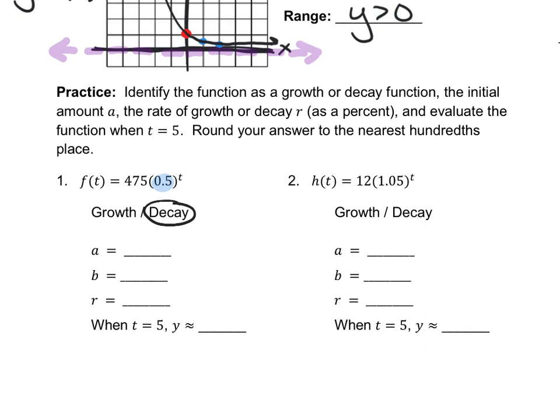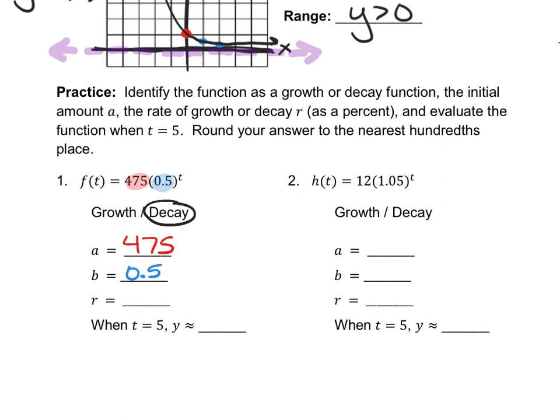It then says to tell the initial value, the rate of growth or decay, r as a percent, and then evaluate. We'll worry about evaluating later. Let's fill out a and b. We just look at the equation for a and b. A is 475. So the first number in each of these equations, so not in parentheses, is your initial value, your a value. Your b value is the number in the parentheses. Don't overthink that. You just rewrite down the numbers.